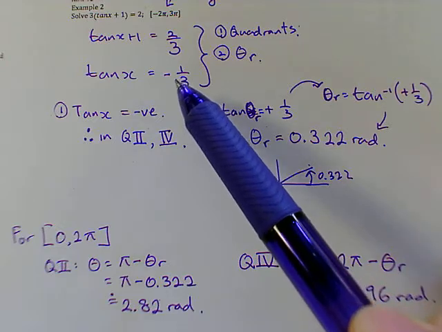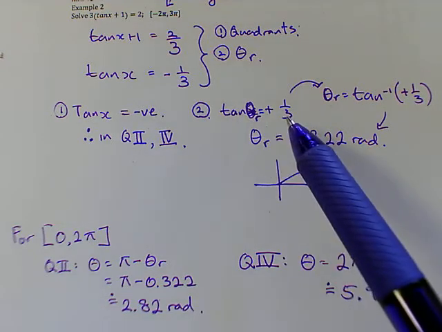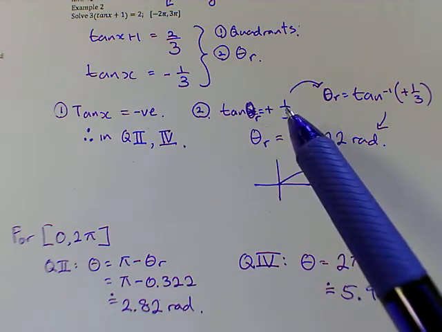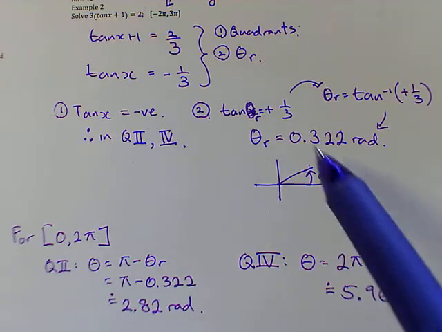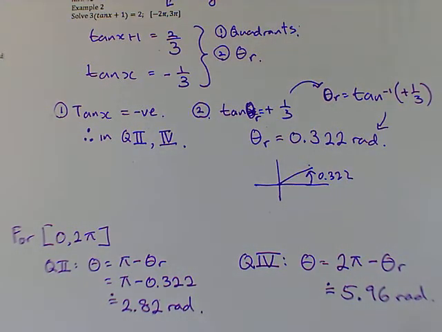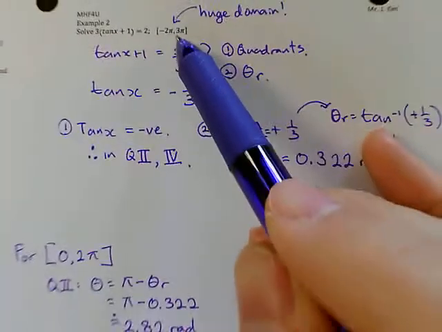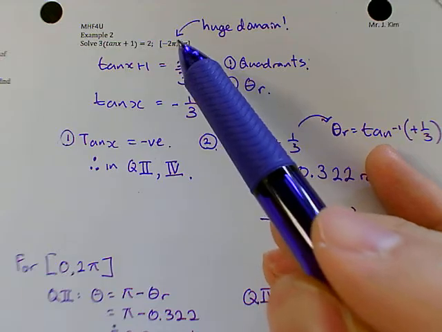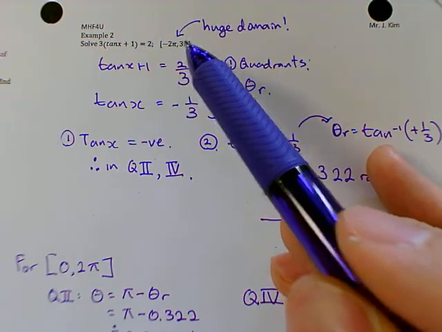And if this was a positive, in other words, if this happened to be in quadrant 1, my related angle is going to be 0.322 radians. And so we apply that to quadrant 2 and quadrant 4 within a single circle. But I'm not done. If you take a look at the domain, it pushes on to 3 pi.